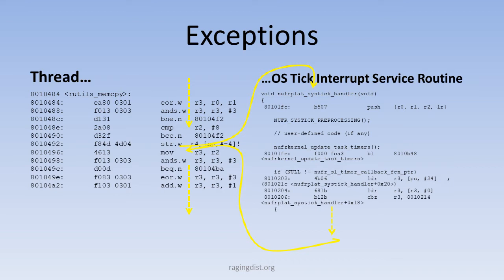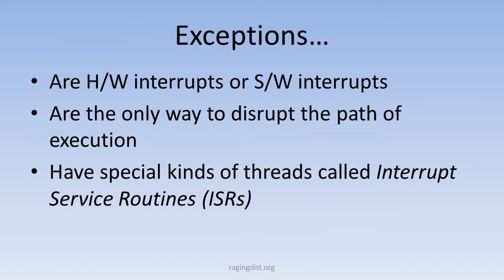So understanding exceptions is the foundation to understanding context switches, and also to illustrate how you can have more than one thread that an RTOS or something manages. So a little bit about exceptions. Exceptions are a higher level category of two different things. There are hardware interrupts and software interrupts.